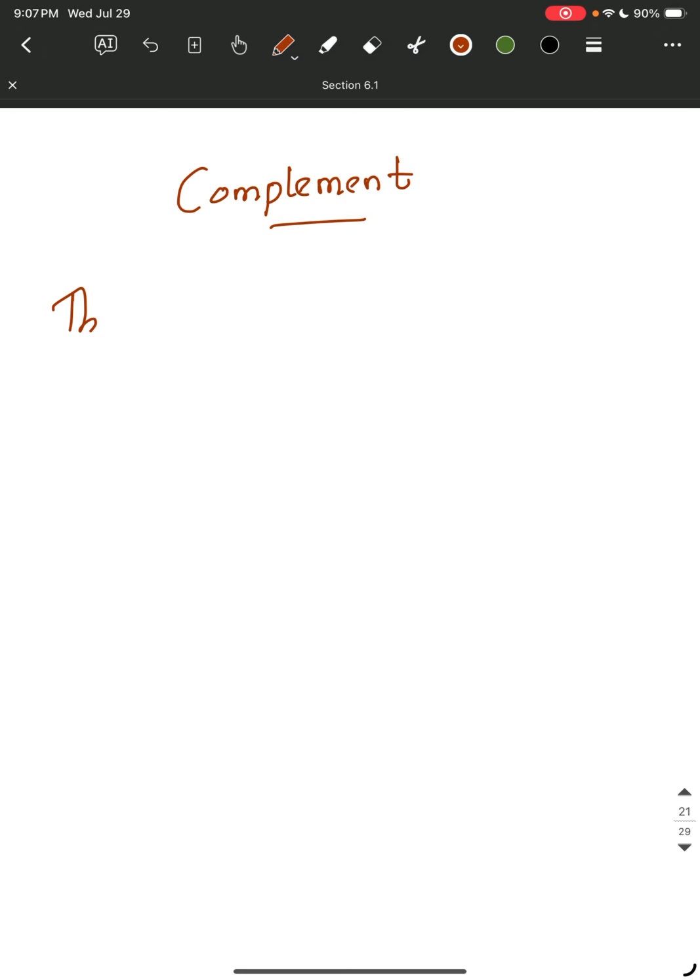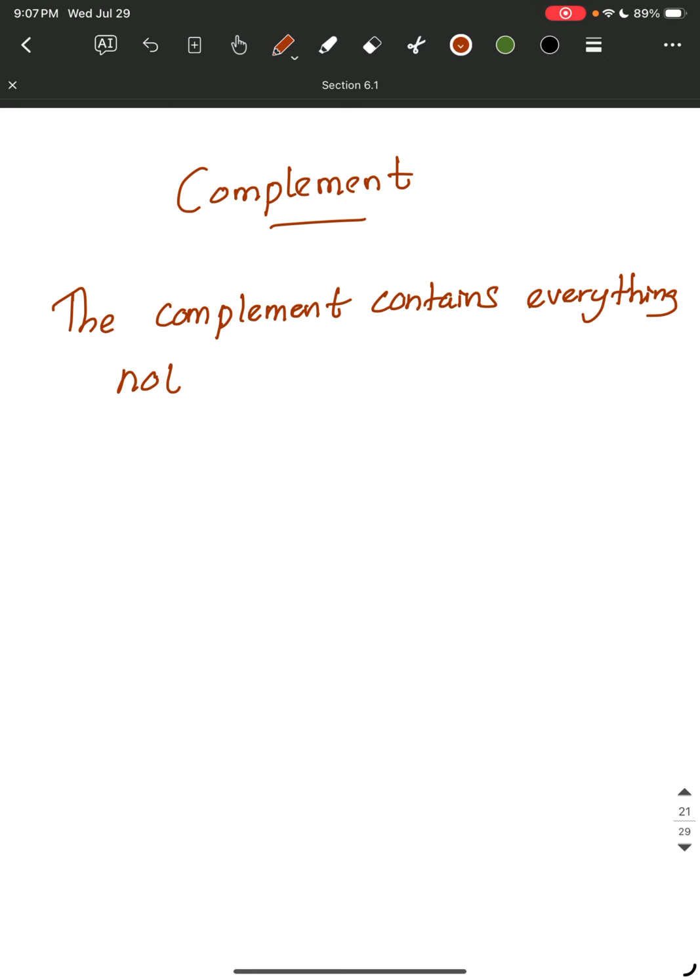The complement contains everything not in the set. We write the symbol A complement, A prime or A complement like this.